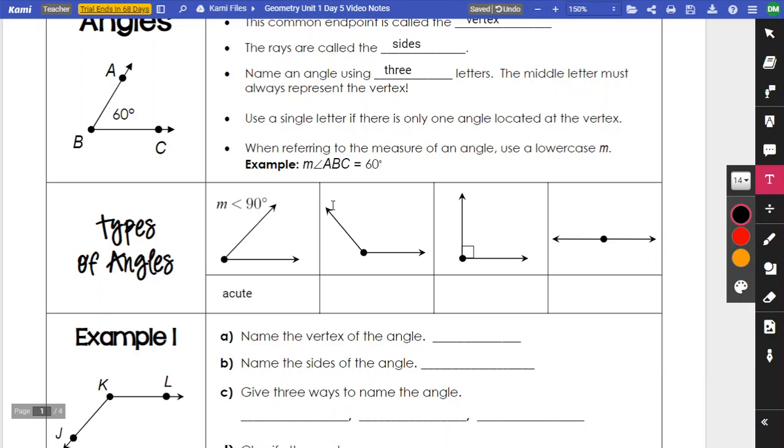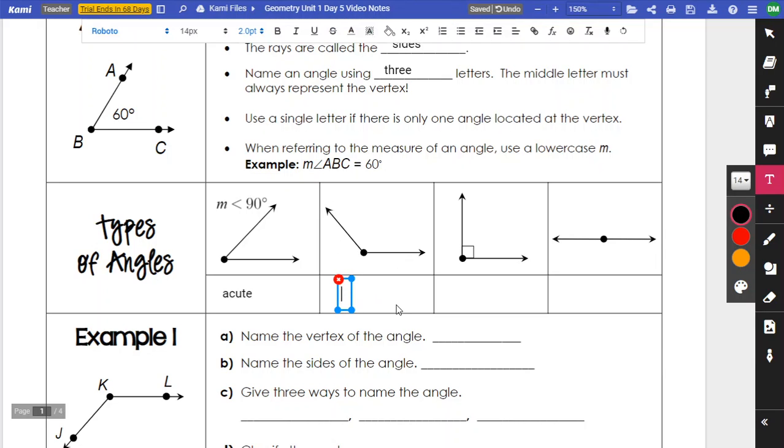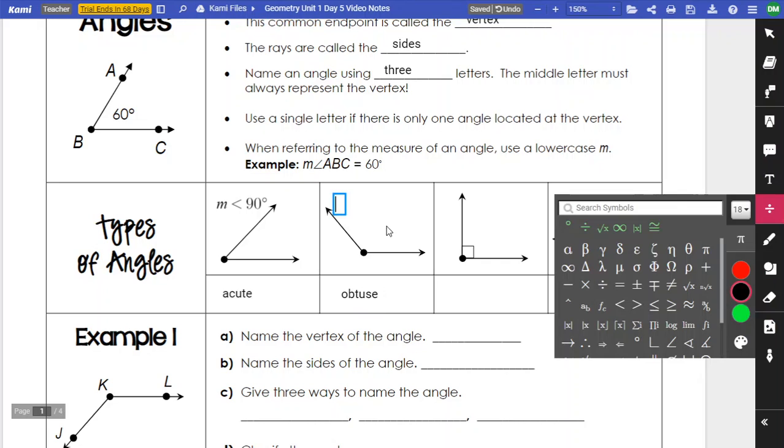Our next type of angle, this bigger one, is an obtuse angle. And in an obtuse angle, we have a measure greater than 90 degrees.